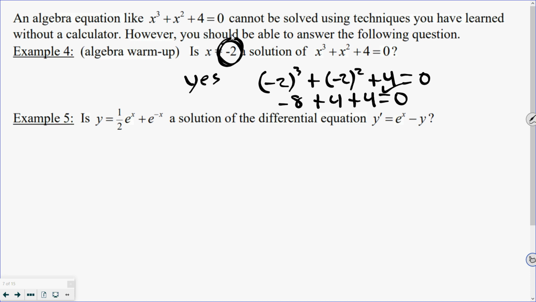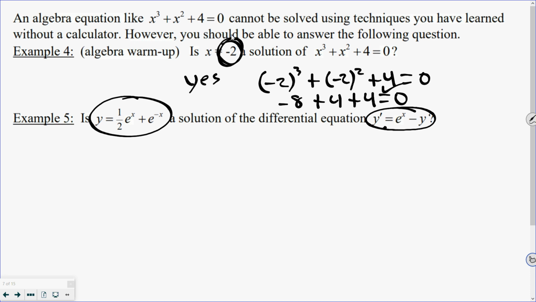It says, is y equals 1/2 e to the x plus e to the negative x a solution to the differential equation y prime equals e to the x minus y? By the way, there is no way to separate those variables. We can't separate the e to the x and the y and get the dx with the x and the dy with the y. So the method we just used to solve this doesn't work. So we don't have any way of solving it, at least using the methods that we know. But that's not what it's asking. All it's asking is, is this a solution to this differential equation?